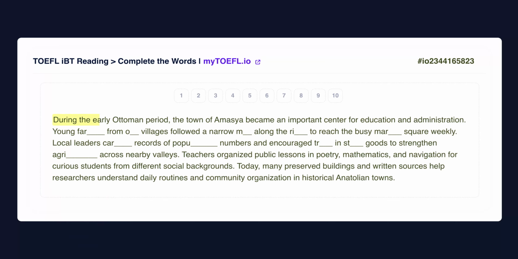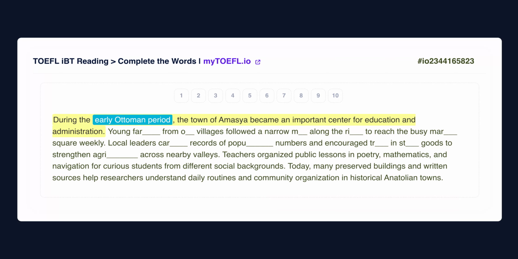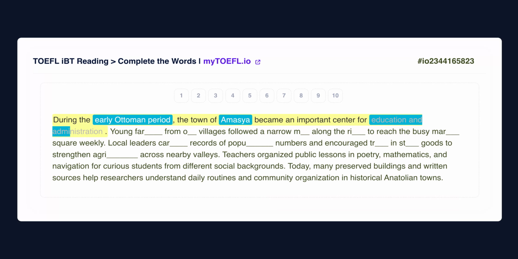During the early Ottoman period, the town of Amasya became an important center for education and administration. This opening sentence is our foundation. It tells us that our story takes place during the early Ottoman period, giving us a historical context. We are focusing on the town of Amasya, which was a significant hub. The two main themes here are education and administration. This means we should expect the rest of the paragraph to talk about schools, students, government, or how the city was run. Understanding this now will make the missing words much easier to find later.